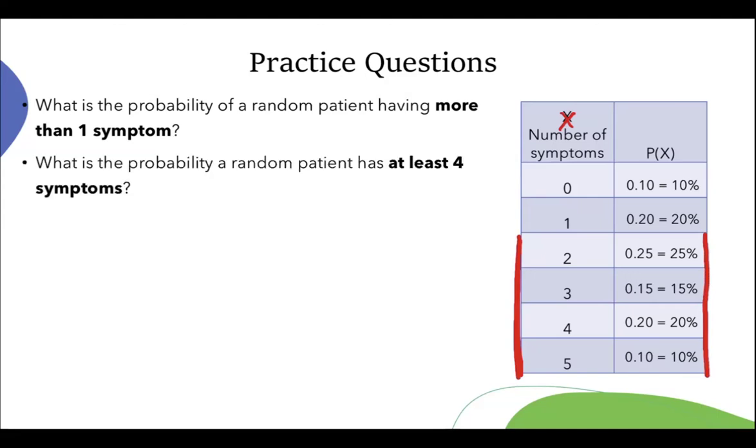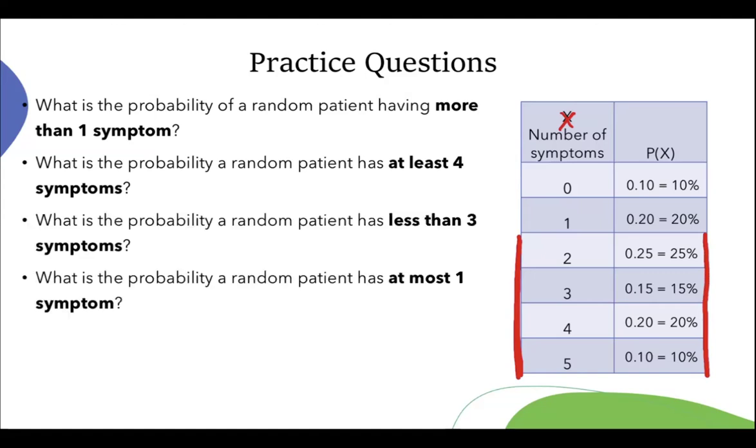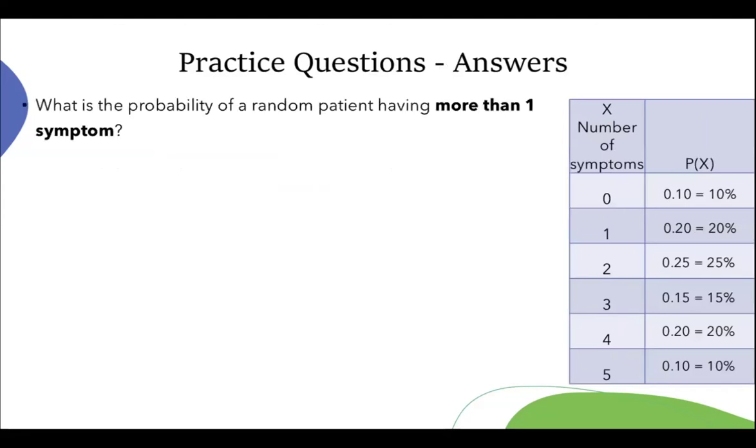I'm sorry, I did that wrong. Don't include 1 there. More than 1 means 2, 3, 4, and 5, so we're not going to include 1. We're adding the probabilities 25, 15, 20, and 10. And adding those up, our probability of that event happening is 70%.